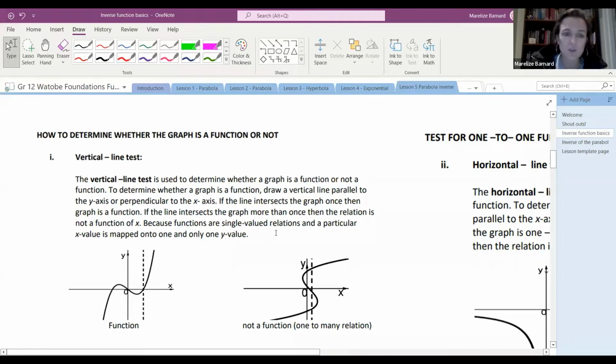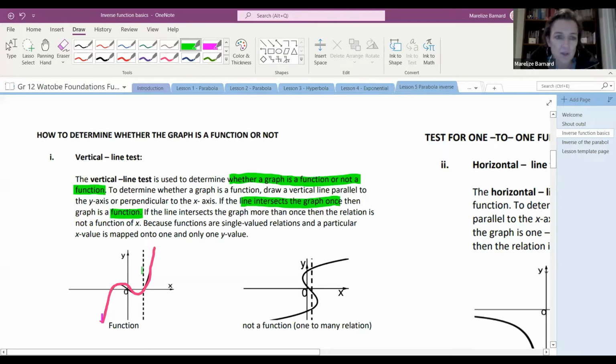So if we look at this first example here of this graph, and that's the shape it makes. And this line here, we call it a vertical line test. So if you move it along, that helps us to determine whether a graph is a function or not a function. Okay, and so to determine whether a graph is a function, you draw a vertical line parallel to the y-axis, and if the line intersects the graph once, then the graph is a function.